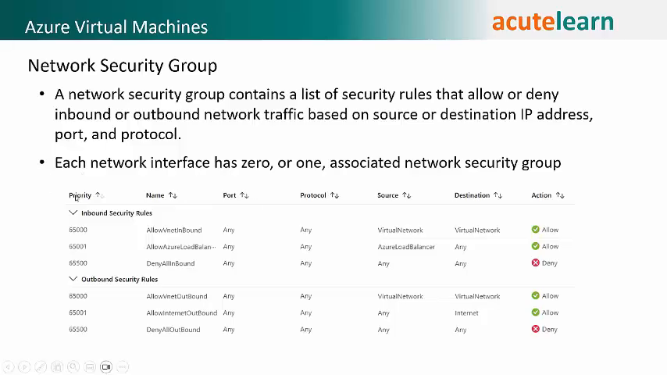Priority. The lowest number in priority is the order of validating the rules, or validating the traffic. You can start with 100 as the lowest value, and you can have any value from 100 to 65,000. But the lowest number is the first priority.